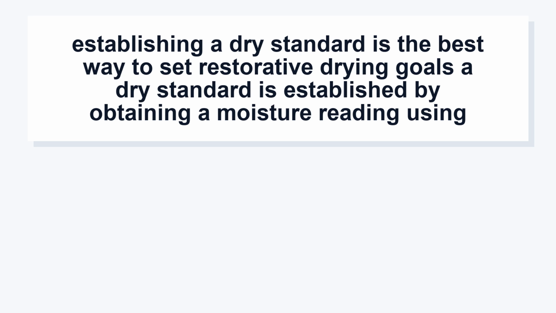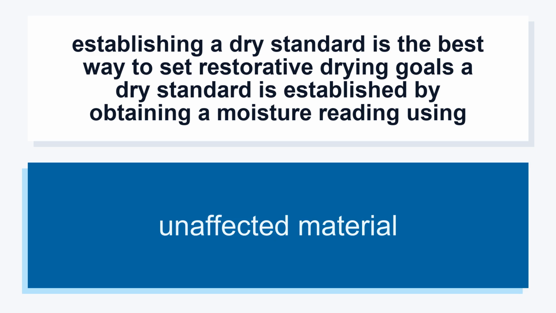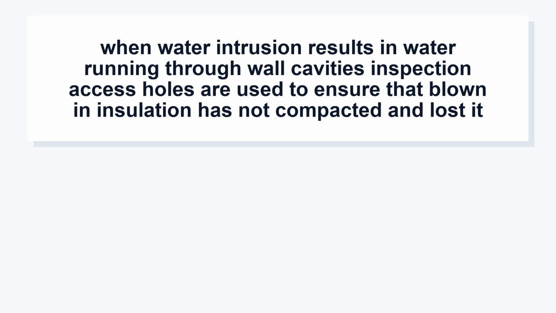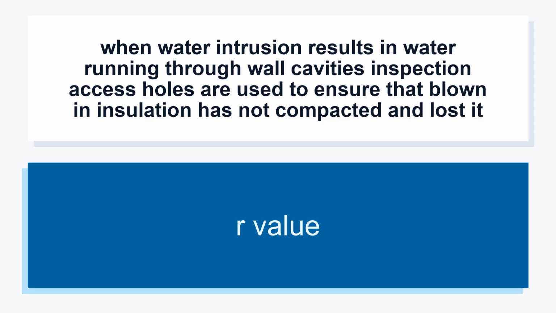Establishing a dry standard is the best way to set restorative drying goals. A dry standard is established by obtaining a moisture reading using unaffected material. When water intrusion results in water running through wall cavities, inspection access holes are used to ensure that blown-in insulation has not compacted and lost its R value.